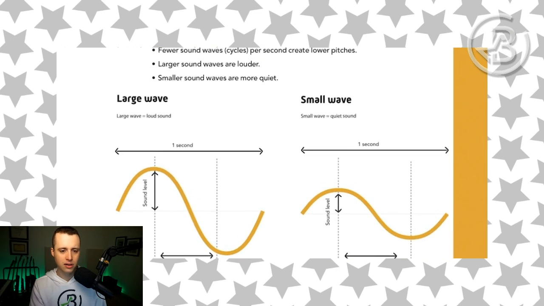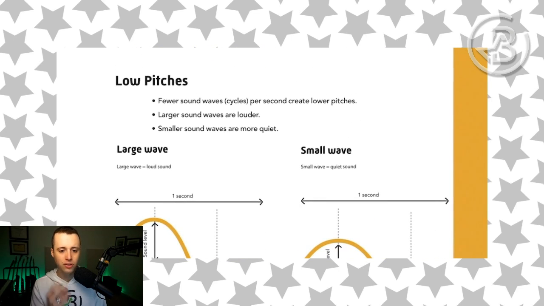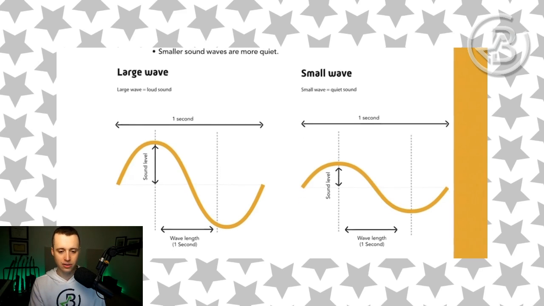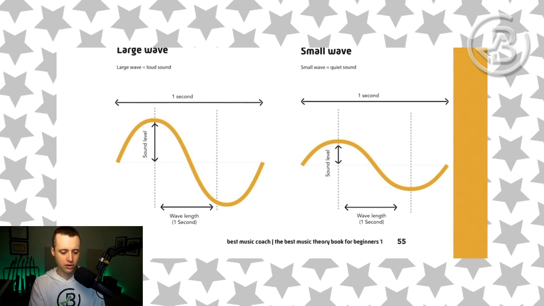Let's talk about some low pitches. So low pitches have fewer sound cycles or sound waves per second. And just like the higher pitches, when the waves are larger, the sound is louder, and when the waves are smaller, the sound is quieter. So right here, this is a big sound. This is very loud. This is like, watch your ears.